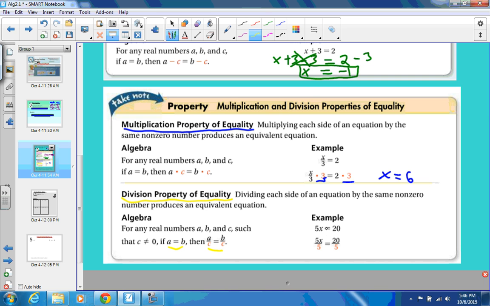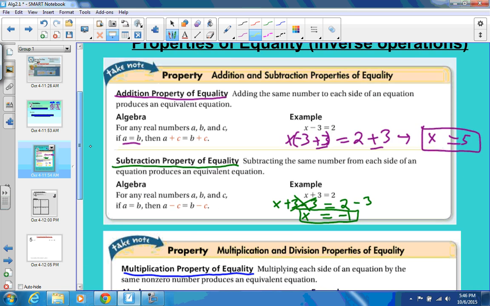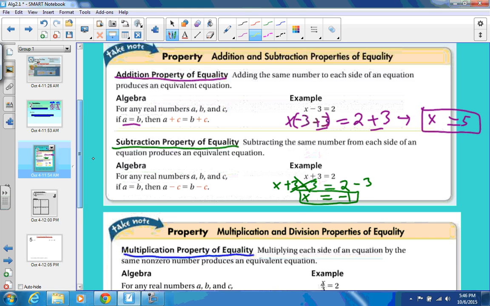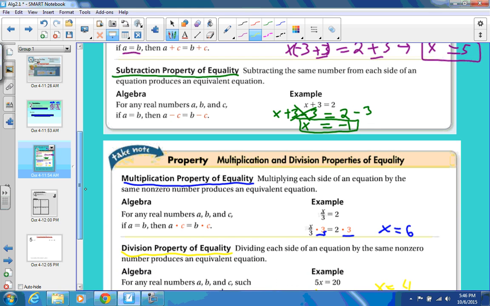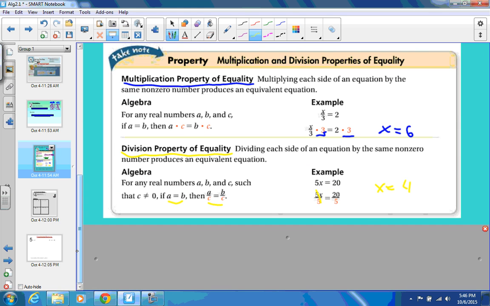In our example here, we have 5x equals 20, and we're going to divide both sides by that 5. You'll find out then these would cancel out. You'd end up just getting x equals 20 divided by 5, which is 4. So those are the 4 legal inverse operations that we're going to use to solve equations. And we're going to do some more examples of those in just a moment.